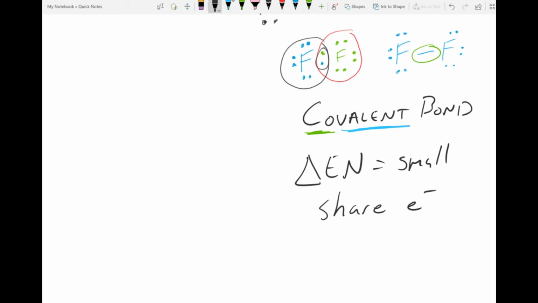Why? Well, because they essentially both have a very strong pull on those electrons. And so neither one of them is really going to want to give them up, like in the other case for ionic. You're not making ions. They're just kind of sharing electrons. That's it. And we have no real charges.